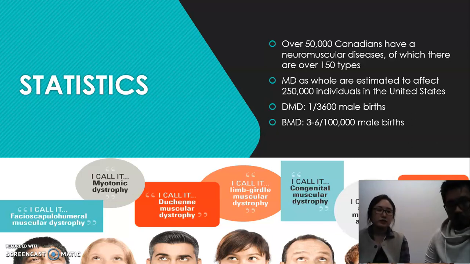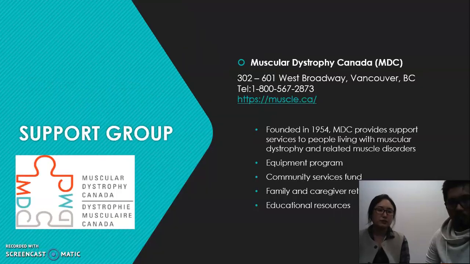And muscular dystrophy as a whole is estimated to affect 250,000 individuals in the United States. And as a recall, DMD is 1 out of 3,600 male births. BMD is 3 to 6 out of 100,000 male births. So for support, Muscular Dystrophy Canada has branches all over Canada, and there's one right here in Vancouver. They're really good. It's a nice support group. They provide equipment, programs, and rental. They also do funding. They have family and caregiver retreats and educational resources.